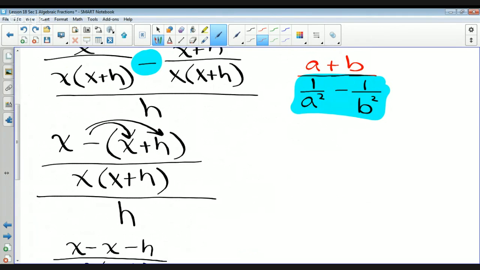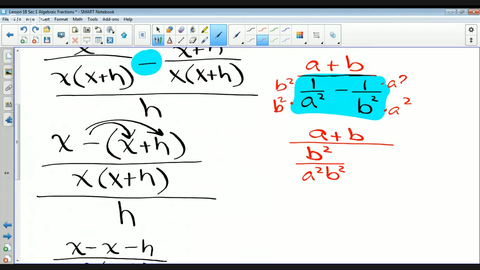Times by the two fancy ones. Okay, so this numerator is going to stay the same. It's going to be divided by, and what's the fancy one you want me to multiply by? B squared, yeah. So then B squared times 1 is just B squared over A squared B squared, because alphabetical order, that's just how I work. You don't have to, but a lot of times we put variables in alphabetical order. And then this one's going to be times A squared, so this is minus A squared over A squared B squared.